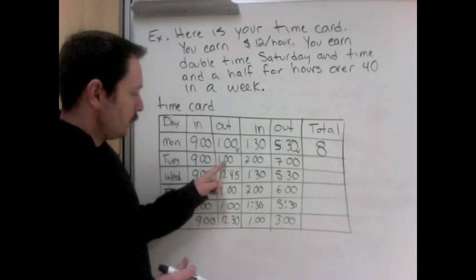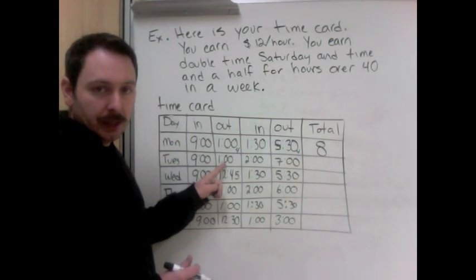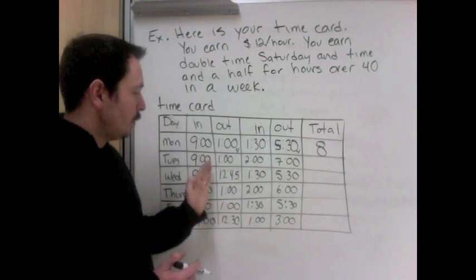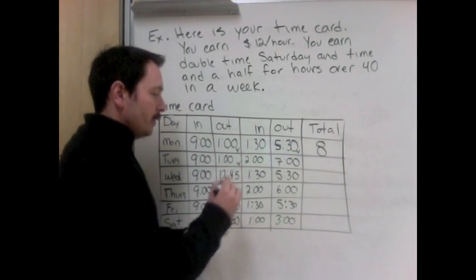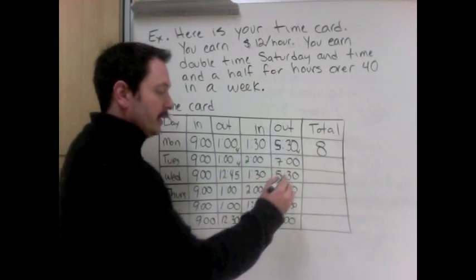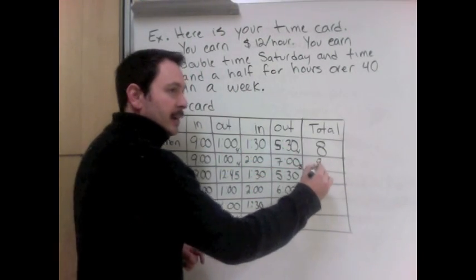The next day, 9 to 1 is 4 hours. The way I do this in my head is I always go to 12. 9 to 12 is 3 hours. 12 to 1 is 1 more hour, so that's 4. Then you took an hour lunch, which you're not paid for. But then 2 o'clock to 5 o'clock is 5 hours. So you worked 9 hours on this day.